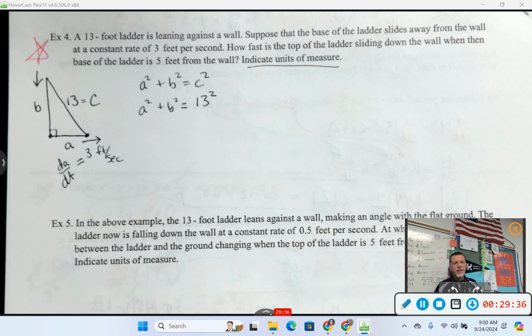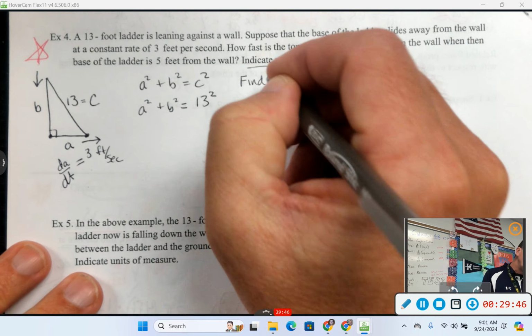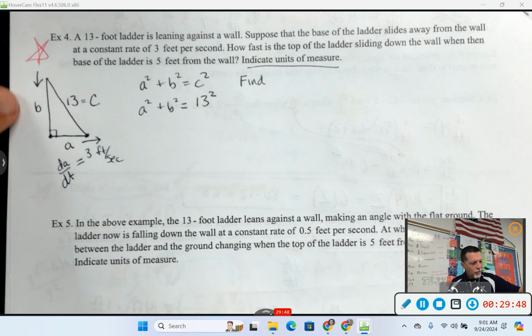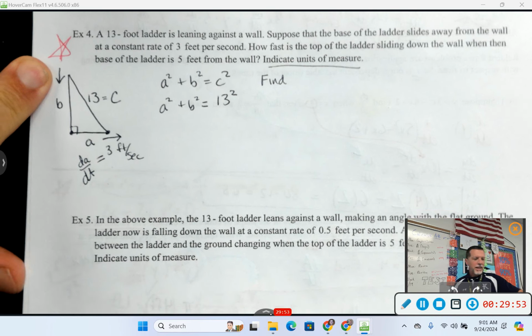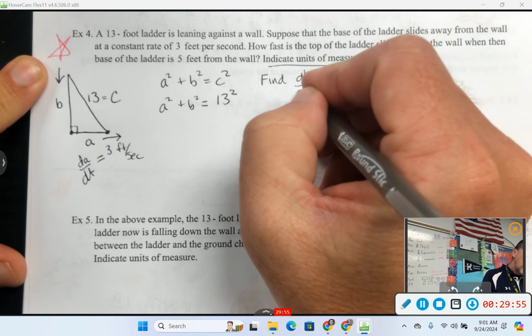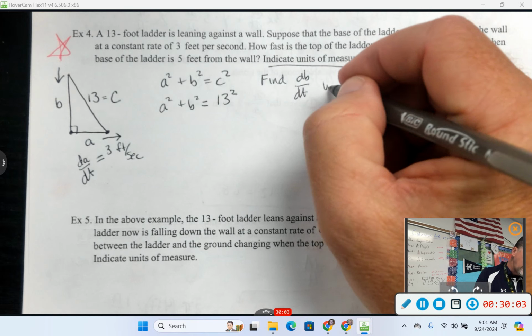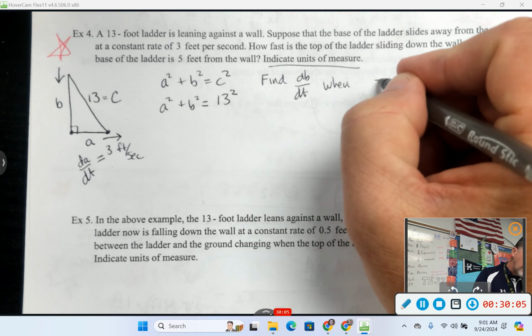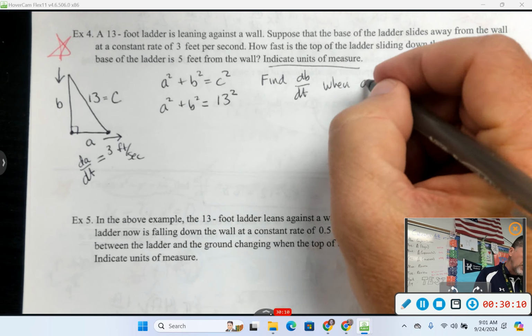So this one's tricky because they didn't really spell out what that was. We had to draw a picture, come up with our own variables, and then realize it's dA dt. What are we trying to find? I mean, there's my picture, what I'm trying to find, but what is that? What dV dt? And we want to find that when something is 5 feet from the wall, so that would be when A is 5.